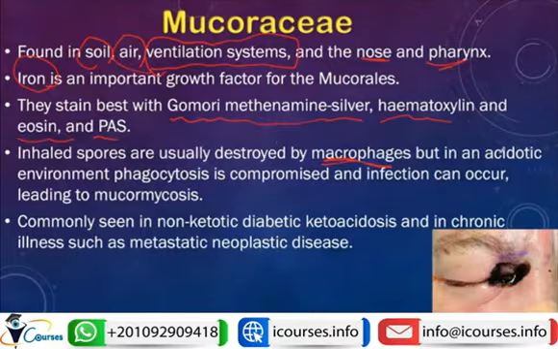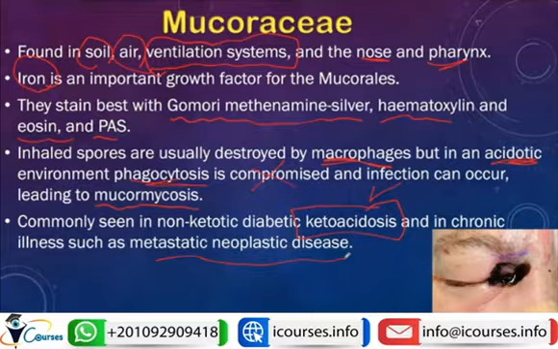But this is not the condition if there is acidity. Meaning that if a patient has an acidic environment, then phagocytosis is compromised. This results in infection, leading to mucormycosis. Since it thrives in an acidic medium, it is common in diabetic ketoacidosis. So this infection is very common in end-stage patients with diabetic ketoacidosis, chronic diseases, or metastatic neoplastic diseases in which there is an acidic medium.